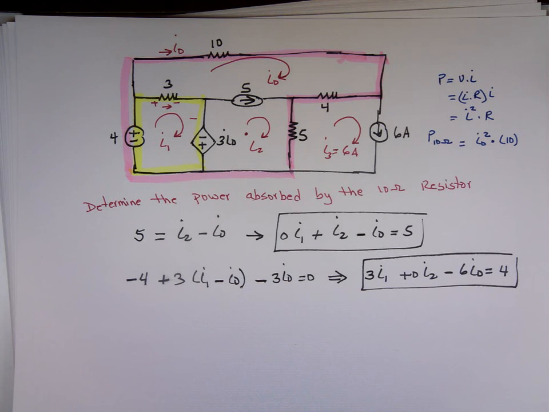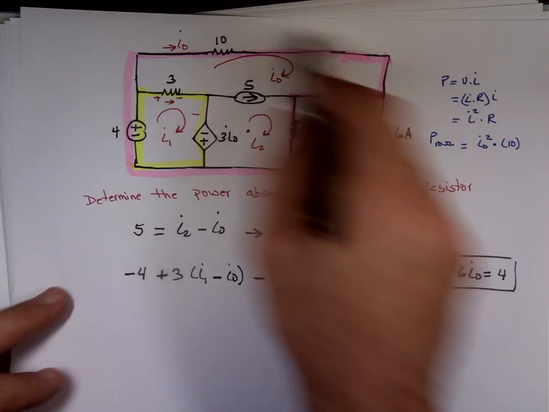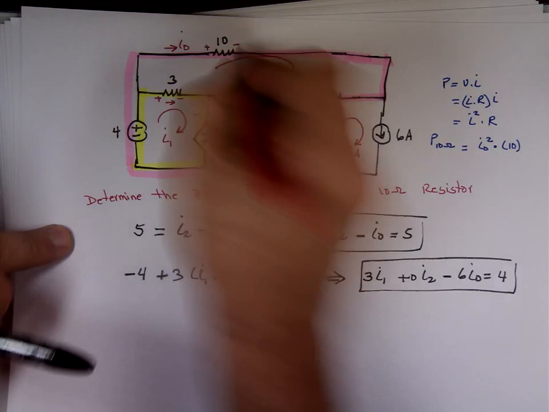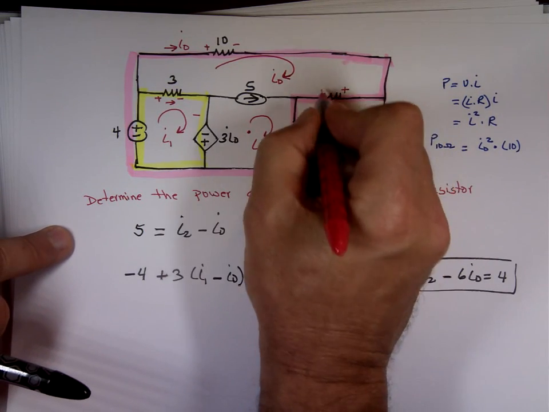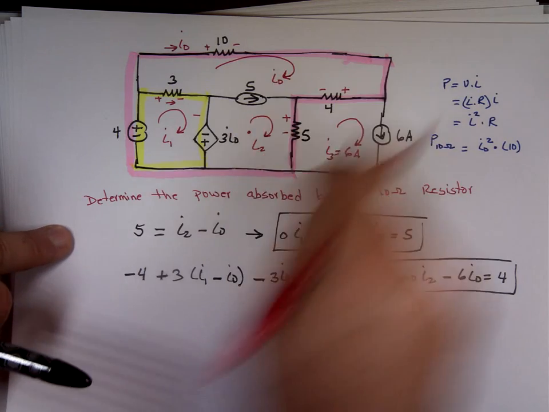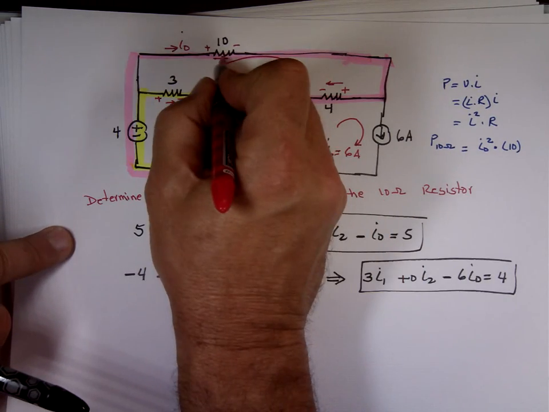So if I do KVL that way, there's no voltage sources. I'm traveling up in that direction, so I'm going plus to minus. Traveling, that's plus to minus. Coming down, that's plus to minus. So I need that current, I need this current, I need this current. So let's see.